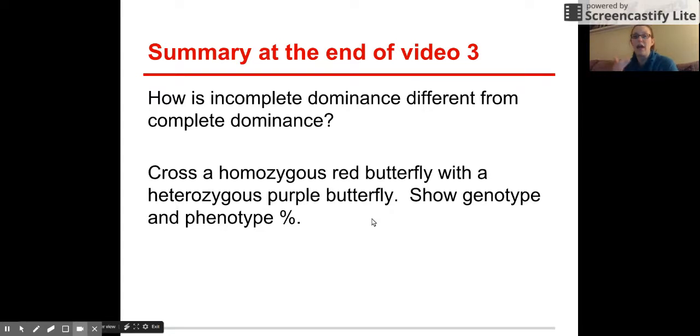Homozygous red butterfly, heterozygous purple. So you guys have to decide that purple is a mixture of what? Red and something else. Okay, so write down the questions. Write down answers for this one. Write down the question. I want to see a Punnett square, and I want to see genotype and phenotype percentages. Okay. And my friends, that is the end of video 3. You have just learned incomplete dominance.